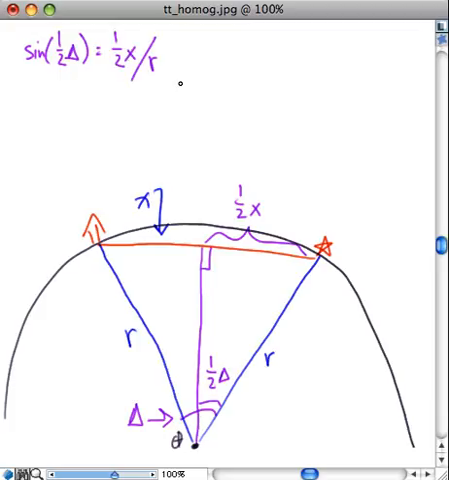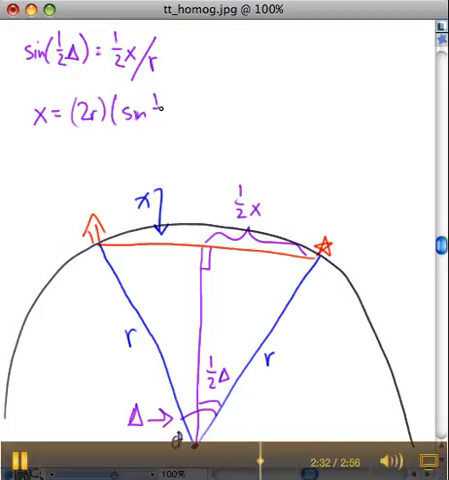And this is a fabulous expression because we know everything in it except x, and we're trying to solve for x, so that's awesome. Let's rearrange. So x equals twice the radius times the sine of 1/2 delta.